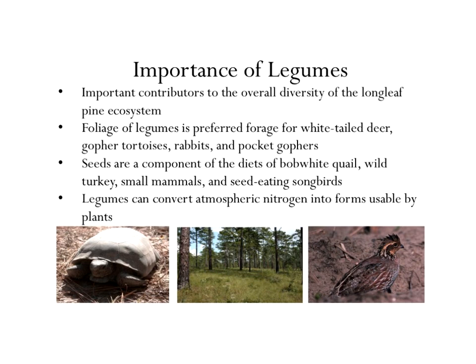And another really important feature of legumes is that they can convert atmospheric nitrogen into forms that are usable by plants. And this is really important in a system like the longleaf system, where you have such frequent fires, where you're depleting that nitrogen that's available to plants. So you need to have more input into the system.